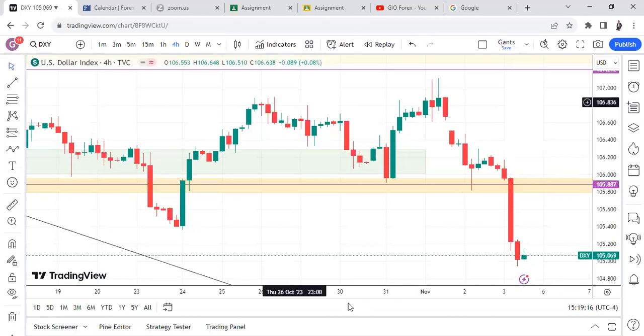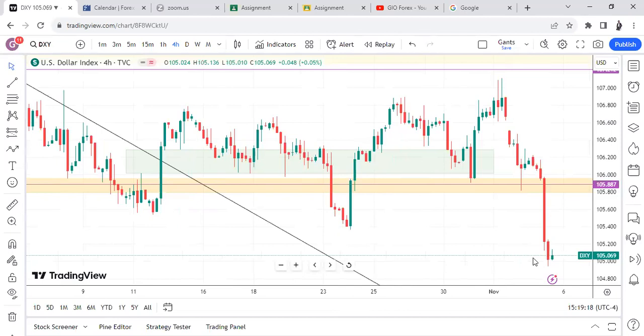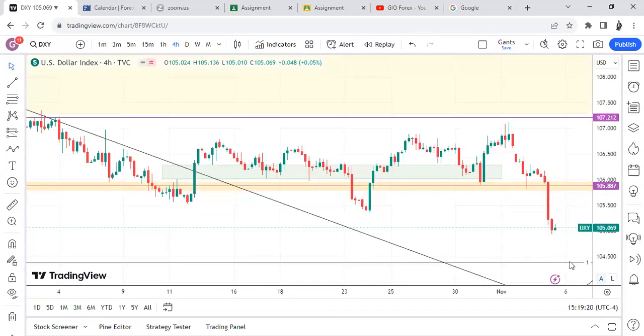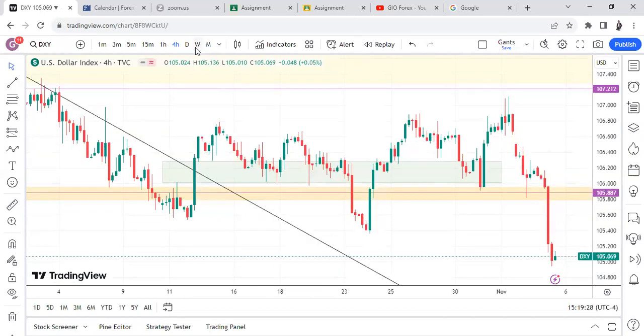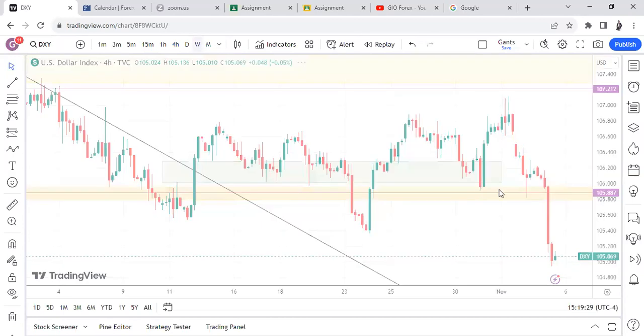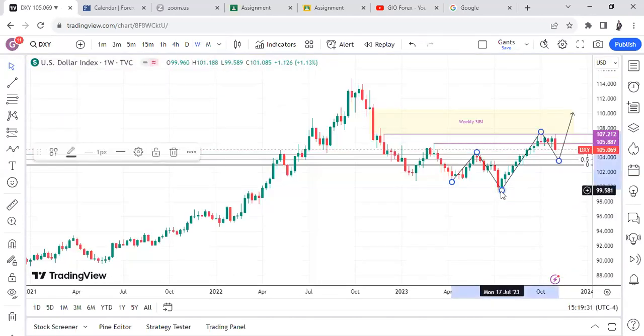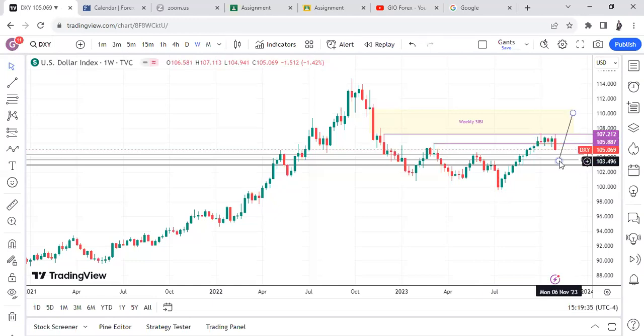So our target right here. Let me show you the target again. This level right here. That's what I'm looking for. So that's for dollar index. Let's look at the other pair. Let me think about this. I think they've served their purpose. So I know what I'm looking for right now.